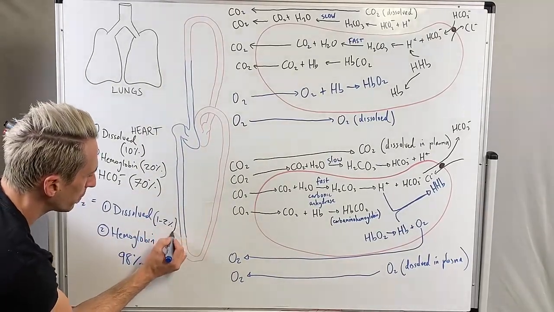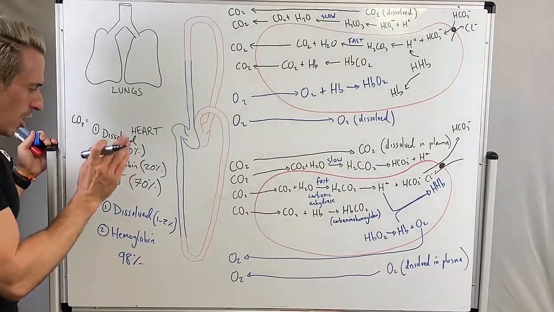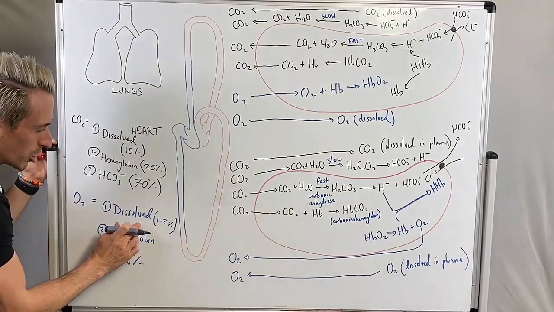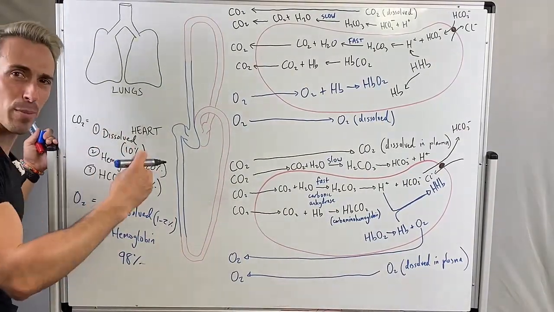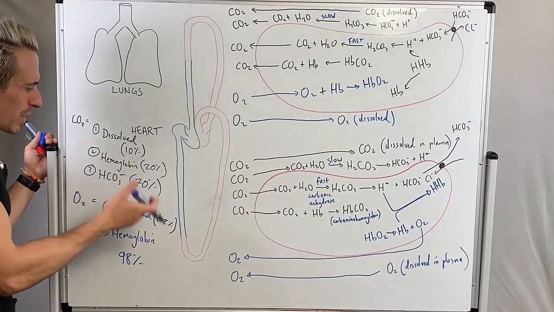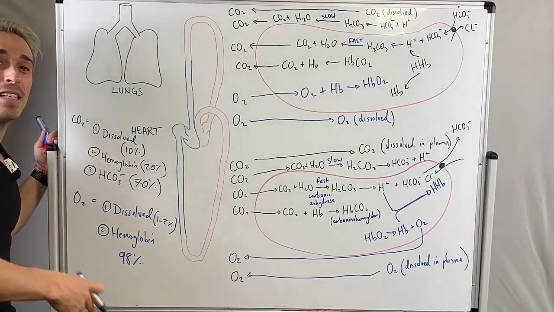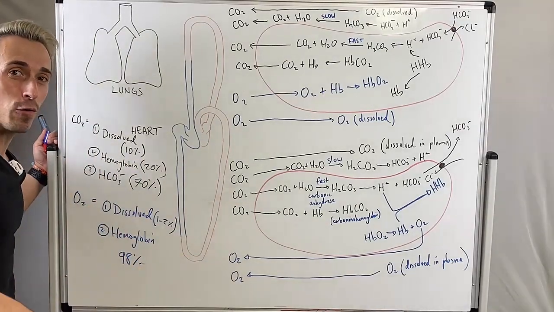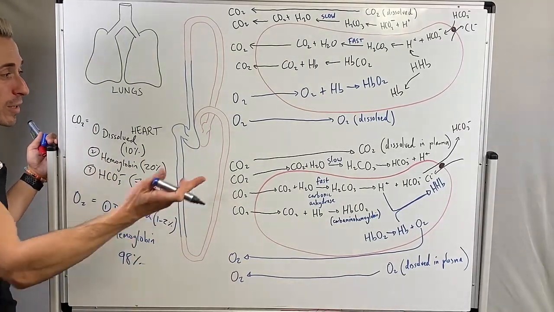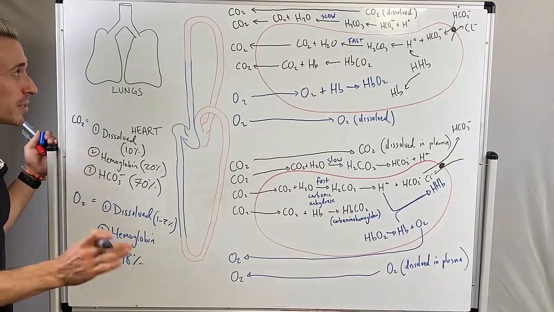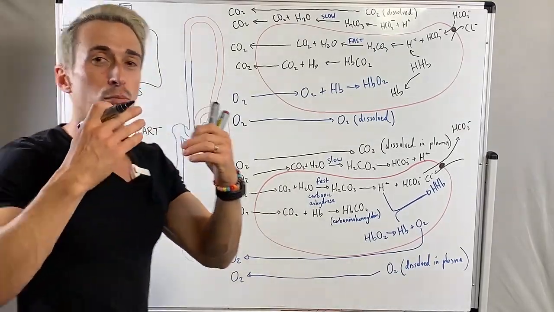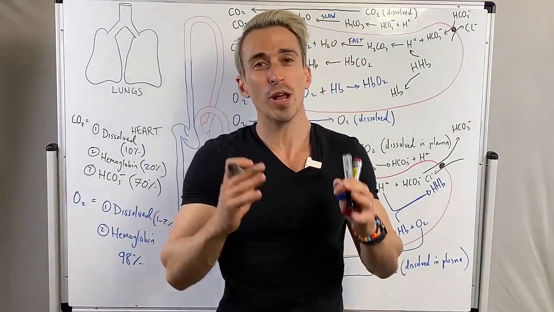Now you may think, if only 1 to 2% of oxygen is dissolved, but 10% of carbon dioxide is dissolved, why? Shouldn't it be comparable? No, carbon dioxide is easier to dissolve. So it's easier to pass through barriers and dissolve in fluid, specifically in blood plasma. So this is important. This is the main process of gas transport around the body.